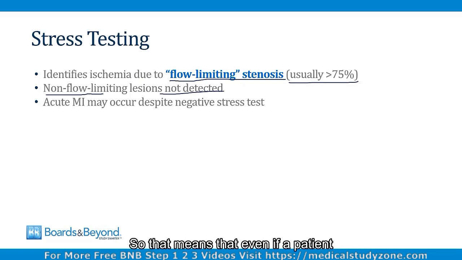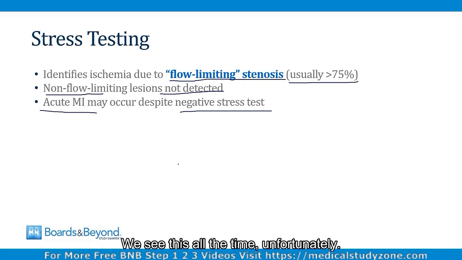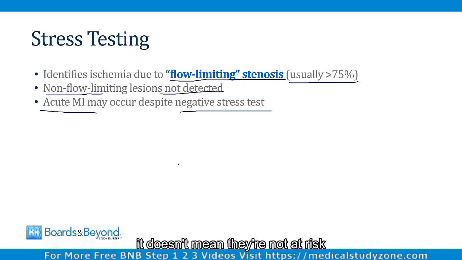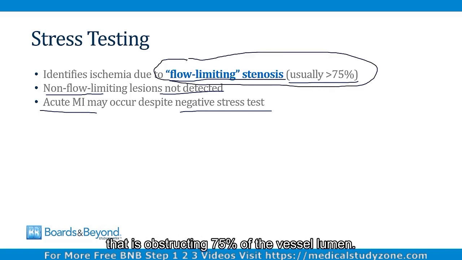So that means that even if a patient has a negative stress test, they can still have lots of plaque in their coronary vessels. And sometimes one of those plaques will rupture and cause an acute myocardial infarction shortly after a negative stress test. We see this all the time, unfortunately. So just because your patient has a negative stress test, it doesn't mean they're not at risk for acute myocardial infarction. It just means they do not have a flow-limiting coronary stenosis that is obstructing 75% of the vessel lumen.